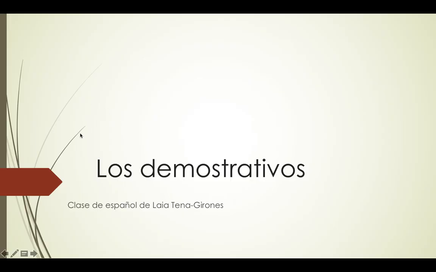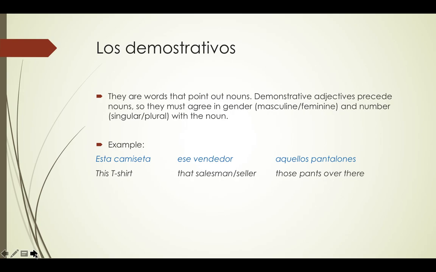Los demostrativos. The demonstrative adjectives and pronouns. Los demostrativos. They are words that point out nouns. Demonstrative adjectives precede nouns, so they must agree in gender, masculine, feminine, and number, singular and plural with a noun.